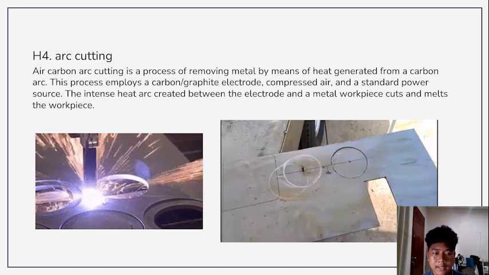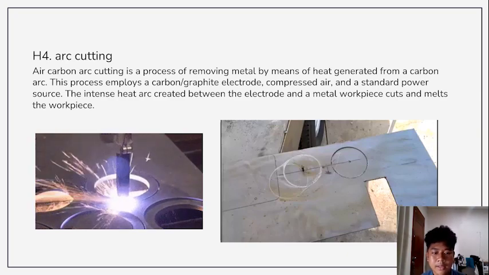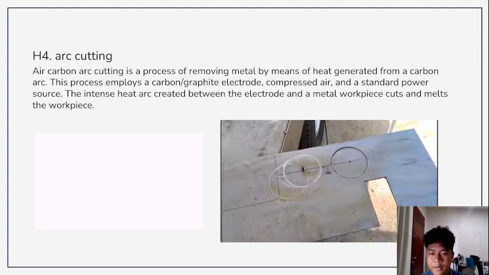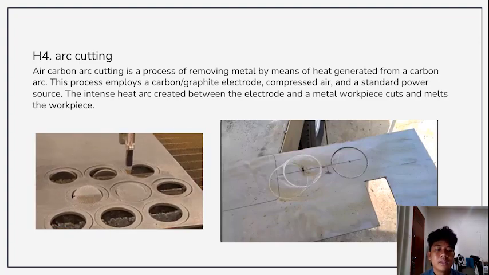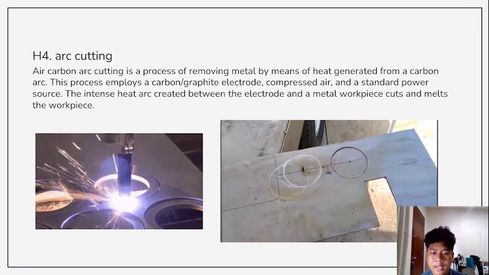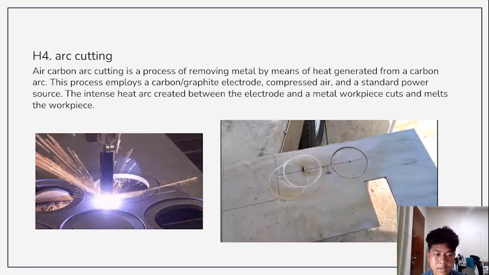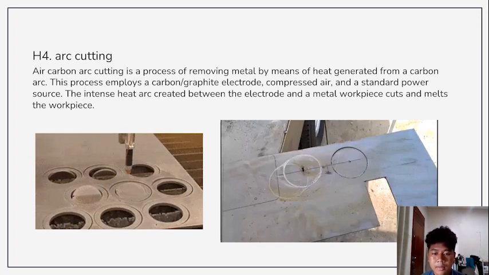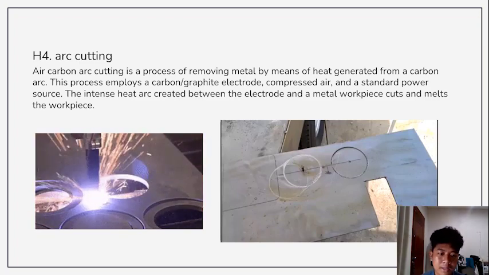Next is arc cutting. Arc cutting is a process of removing metal by means of heat generated from the carbon arc. This process employs a carbon or graphite electrode, compressed air, and a standard power source. The intense heat is created between the electrode and a metal workpiece, cutting and melting the workpiece.